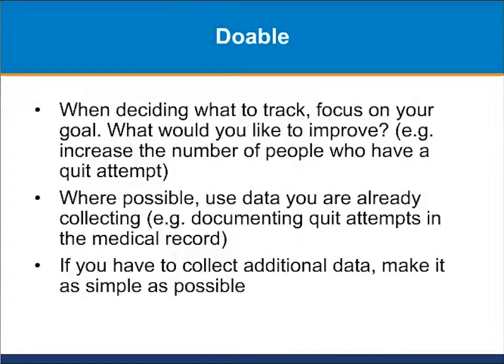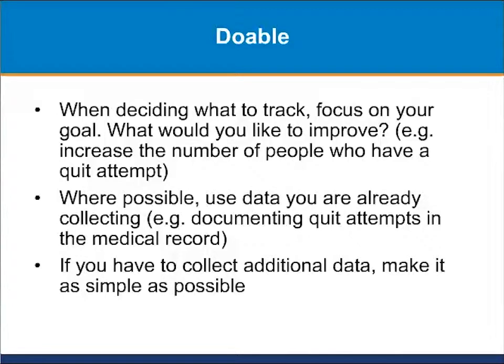So if you want to increase the number of people who have a quit attempt, where can you capture that information easily? For example, if you are already collecting data, if you have a medical record that documents quit attempts, or you have a survey that you're using quarterly with consumers that documents this, just think about where you might already have existing data that you can use for this purpose, because that will be your most doable measure.